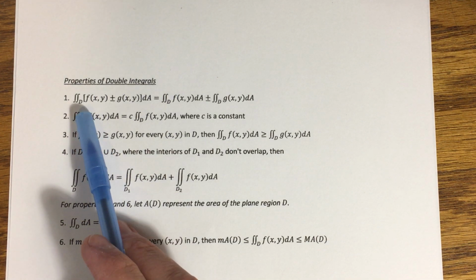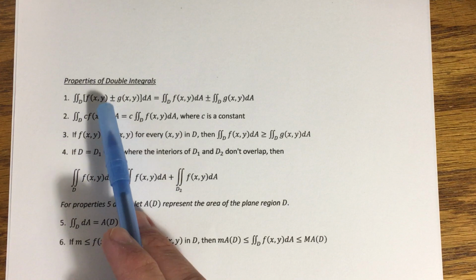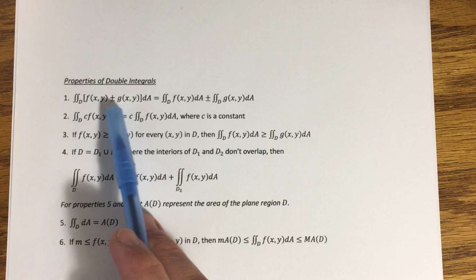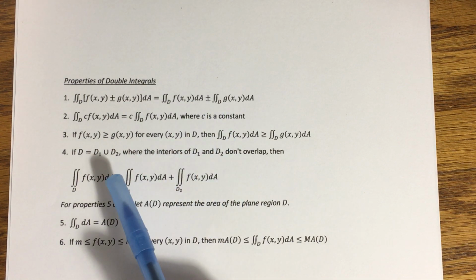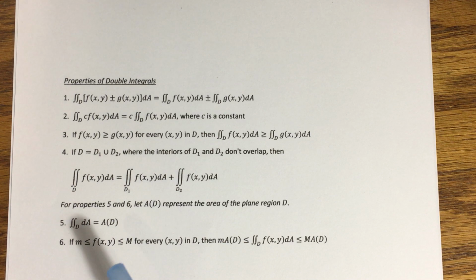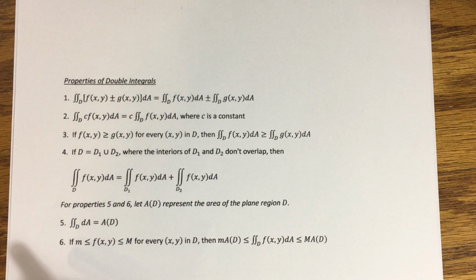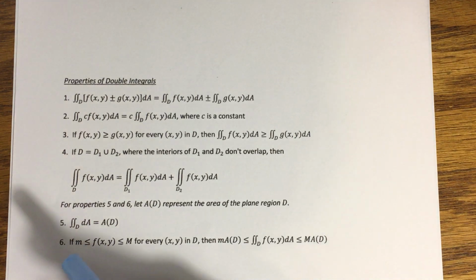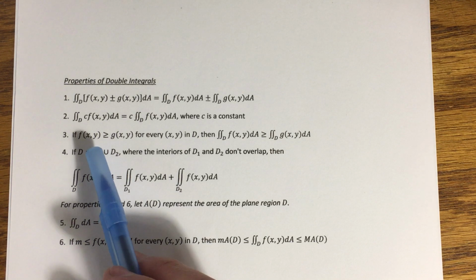But to begin with the first property, if you have a double integral over some region D of a sum or a difference of two functions, f and g, you can split that into two double integrals, maintaining the sum or the difference, whatever it happened to be. So this is pretty much the exact same property that you see with integrals in single variable calculus. We sometimes call that an additive property.